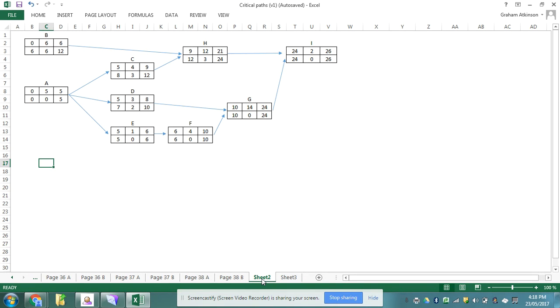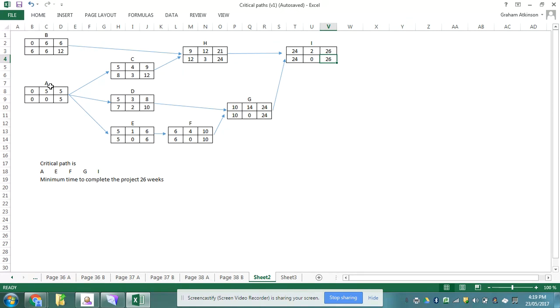So I know that the critical path is task A, task E, task F, task G, task I. So that's my critical path, A, E, F, G, I, and I know that because my float times for all of those tasks are 0. The minimum time to complete the project is 26 weeks. I get that because it took a total of 26 weeks to get through my critical path.